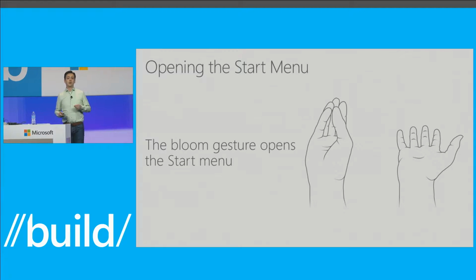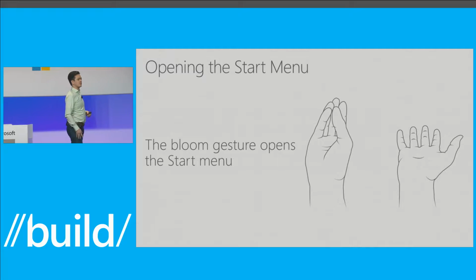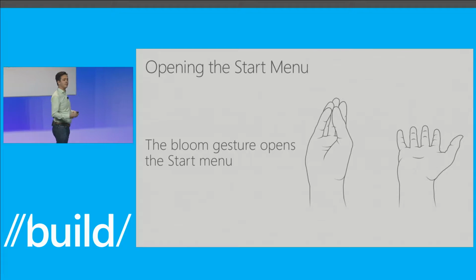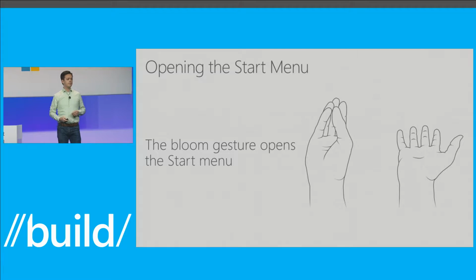The first thing that you need to learn when you put on HoloLens is what we call the bloom gesture. This is how you open the start menu. Just place your hand in front of you. You don't have to reach way out, just comfortably in front of you with all of your fingers together, and open your hand like a flower. We call this bloom, and this opens the start menu.